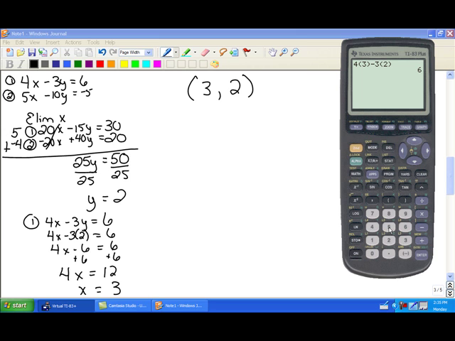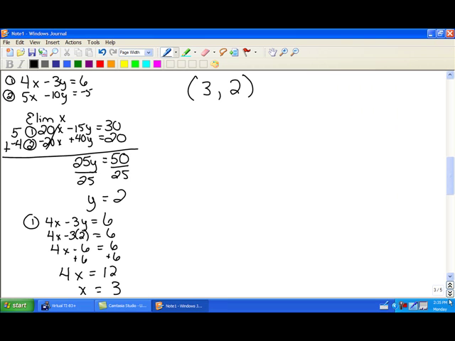Double check in the other equation, 5 times our x, which is 3, minus 10 times our y, which is 2, and you'll notice that it equals a -5. This will always show you if you've made a careless mistake somewhere. The answer has to check in both of the original equations.